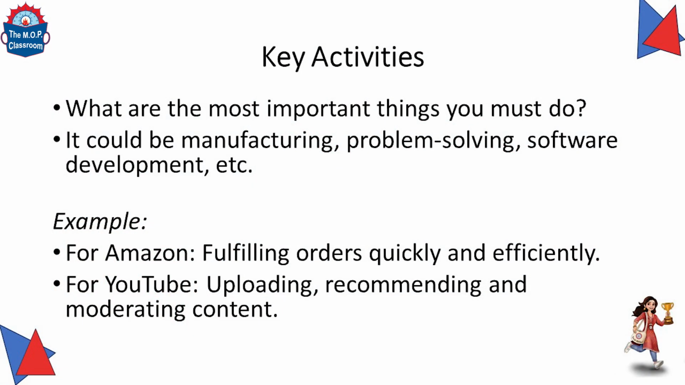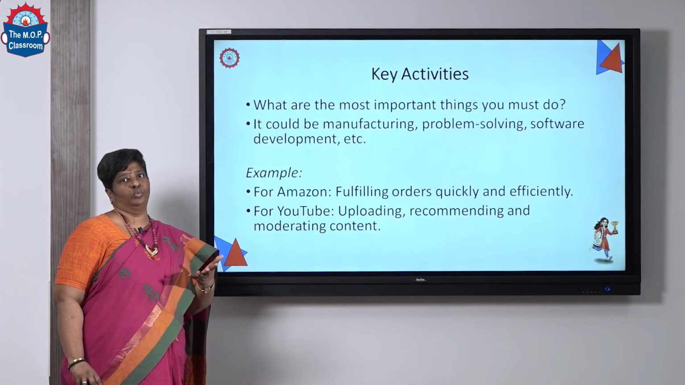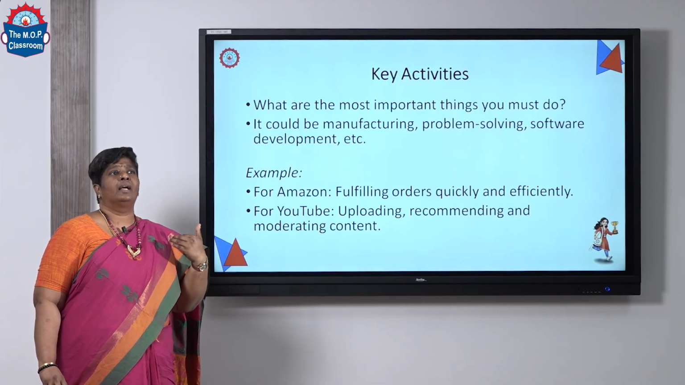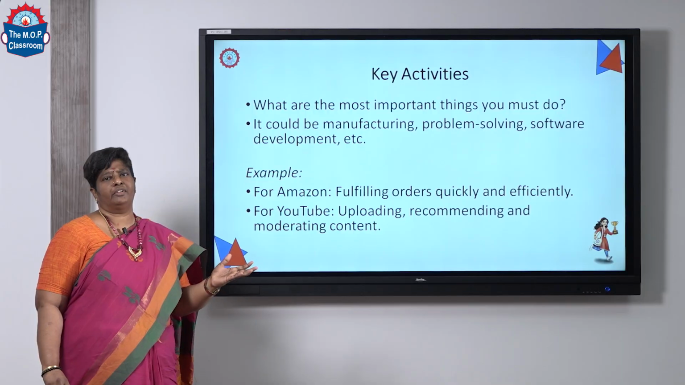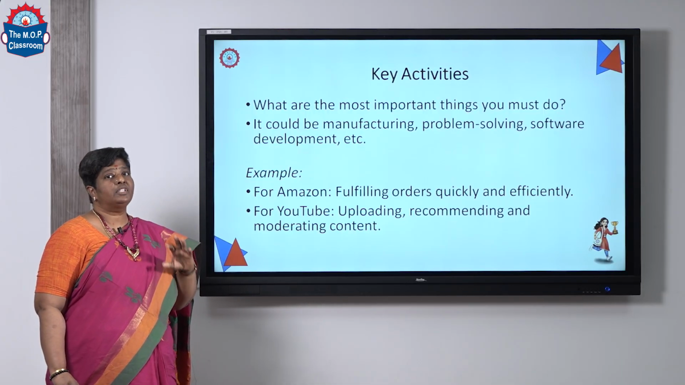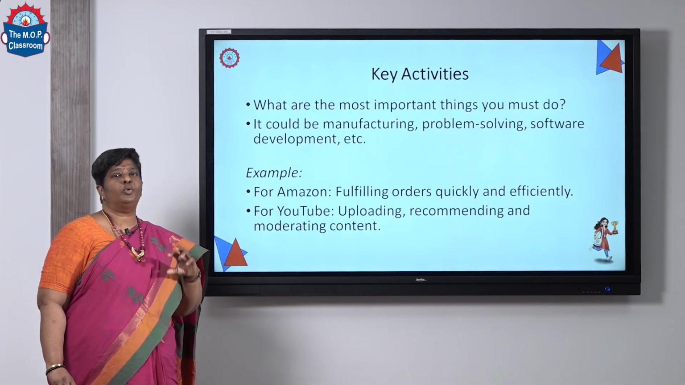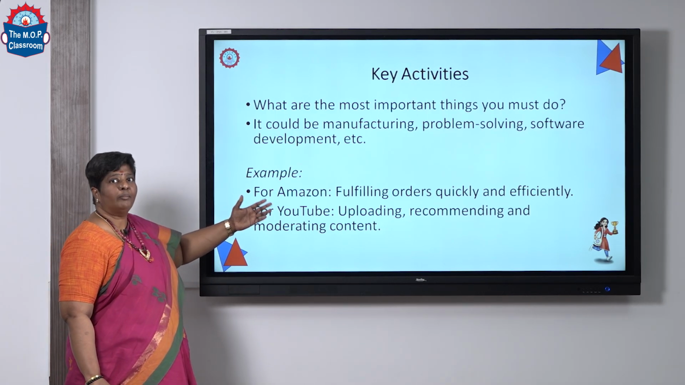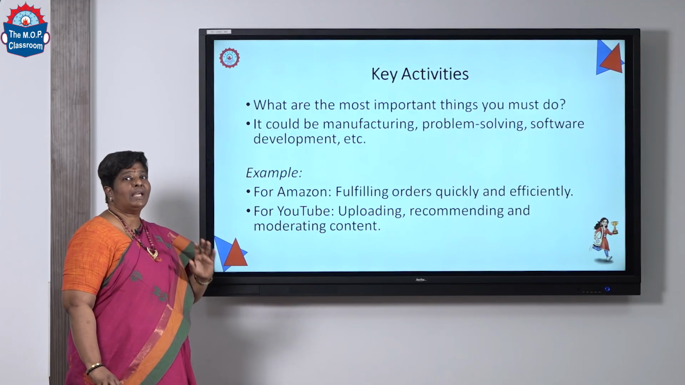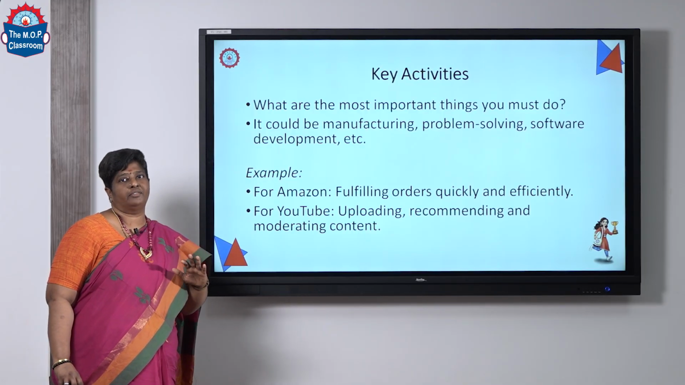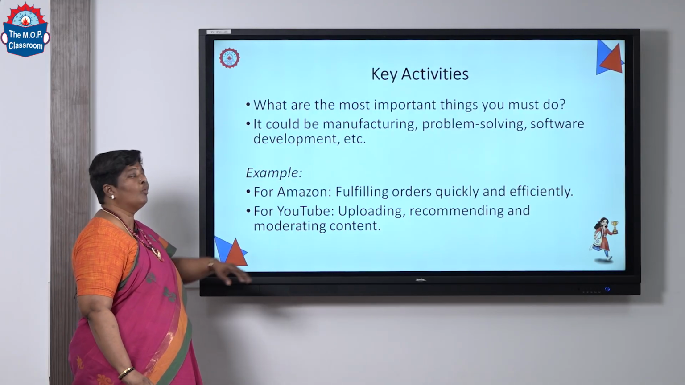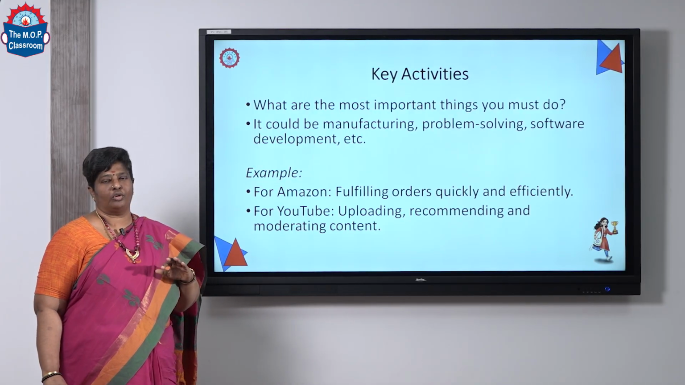Key activities. If you see the key activity, what are the most important things you do? It may be software development, manufacturing, or creating brand identity, whatever activity you do for your business, which defines your business and helps you in creating value for your customer. So for example, Amazon. For Amazon, fulfilling orders quickly and efficiently is the main activity they do. Then if you say YouTube, uploading, recommending and moderating content is the main activity of their business.